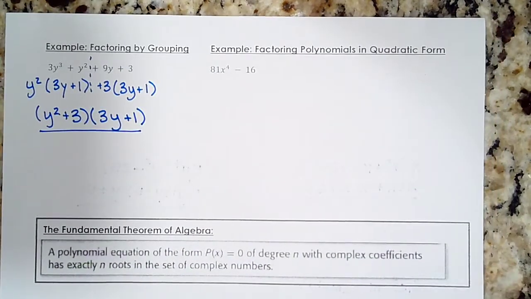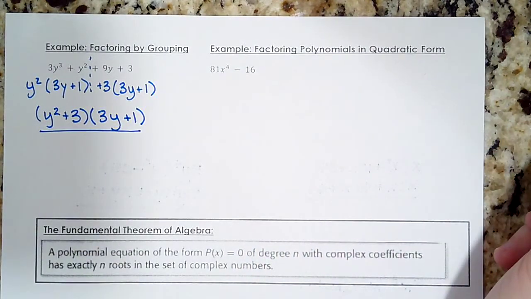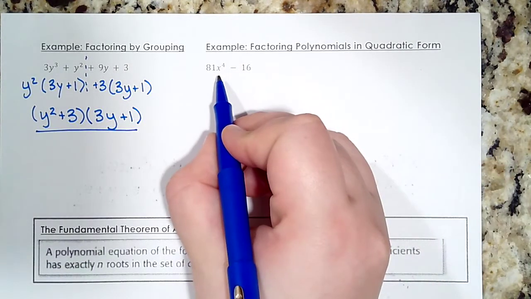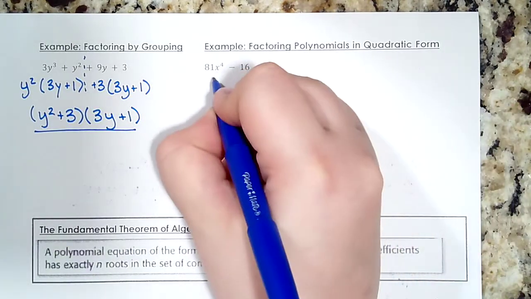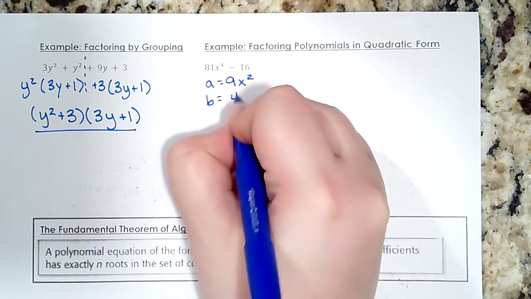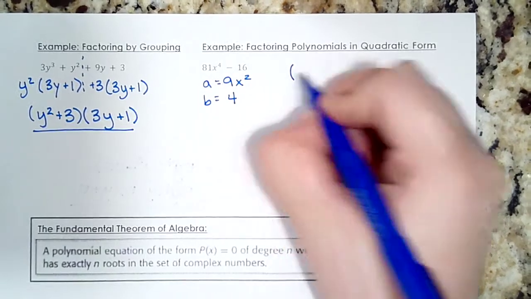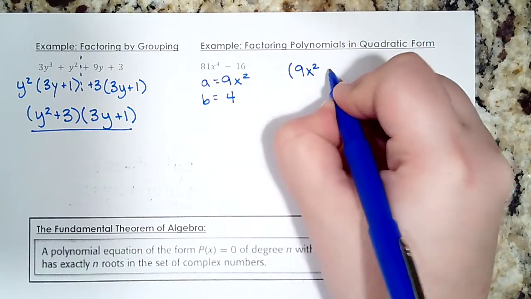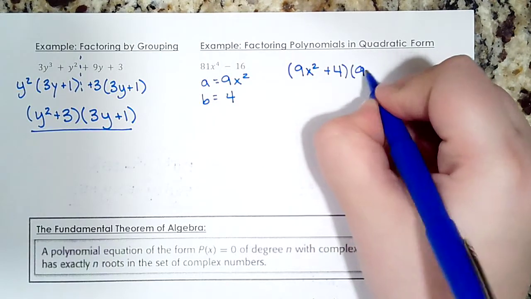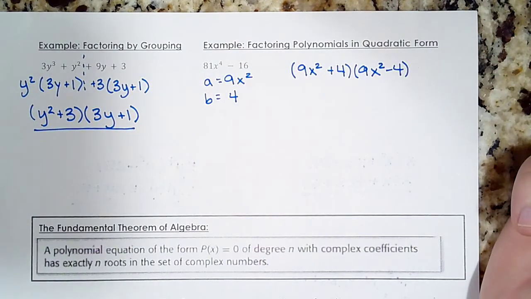All right, last example here, factoring polynomials in quadratic form. They still follow all the same rules we've been talking about. You usually just have to take them one step further. So I'll tell you that I noticed this is a difference of squares right away. My a is 9x squared. My b is 4. So I'm going to put it in that difference of squares form. I'll do it over here. 9x squared plus 4 outside of 9x squared minus 4. Simple difference of squares formula.